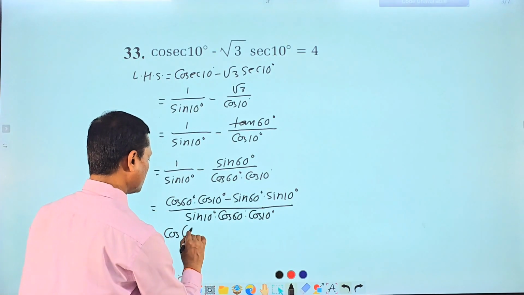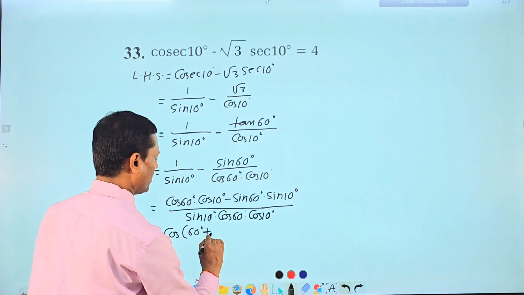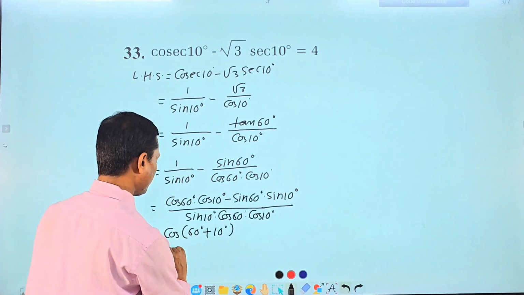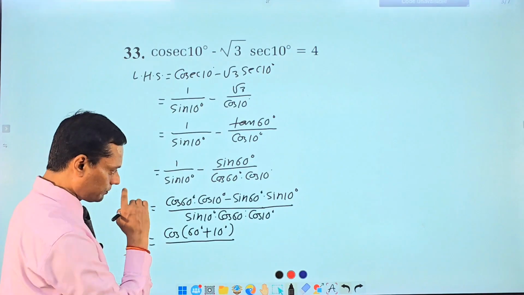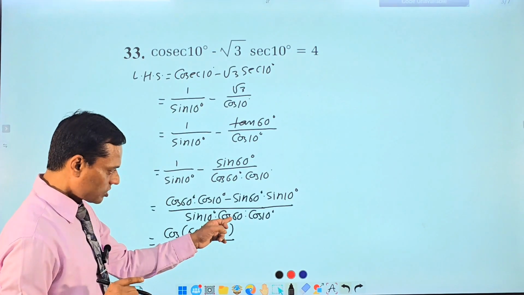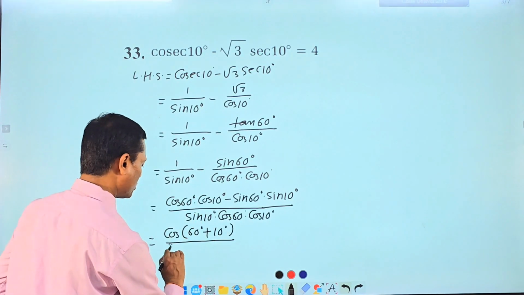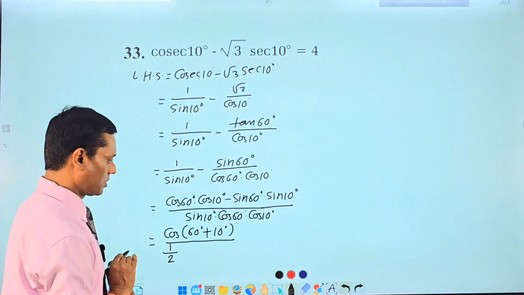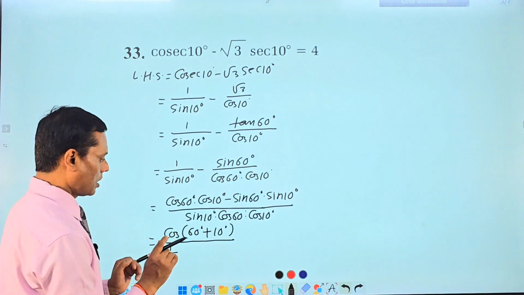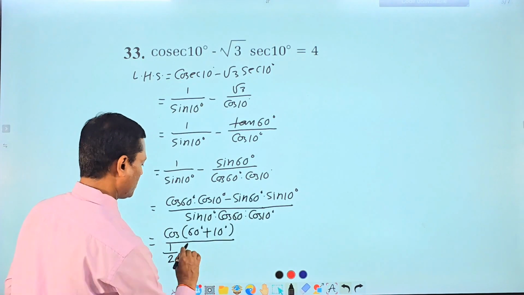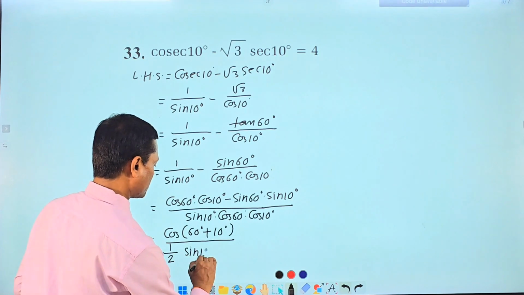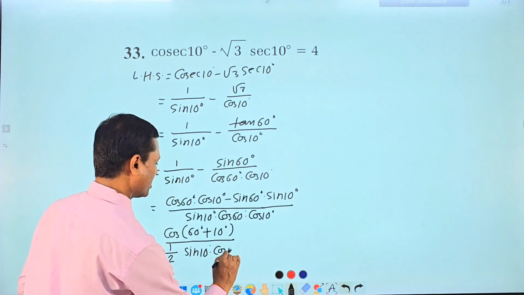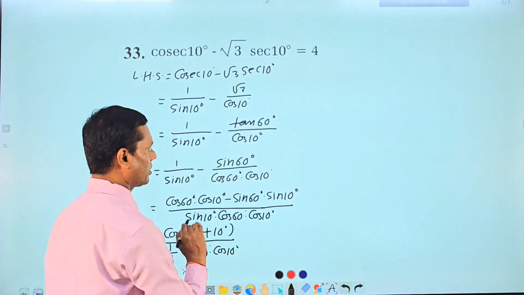So we write here cos A means 60 degree, B means 10 degree, cos A plus B over here. See carefully. Cos 60 degree means 1 by 2. That's cos 60, right? Listen. And then you have sine 10 dot cos 10. Clearly? Okay.